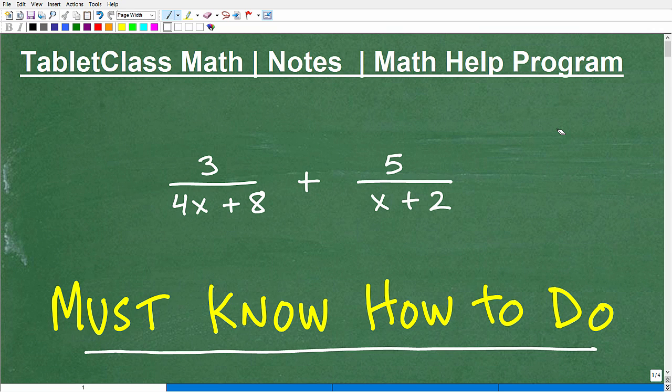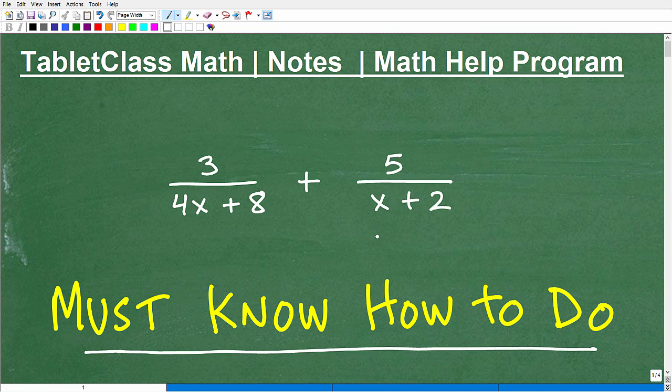Now, if you think you already know how to do this, you can pause the video and go ahead and come up with your answer, and then we can compare notes. But you're going to want to stick around because I'm going to show you two ways, and you're going to want to know both methods to approach how to add fraction problems like this.